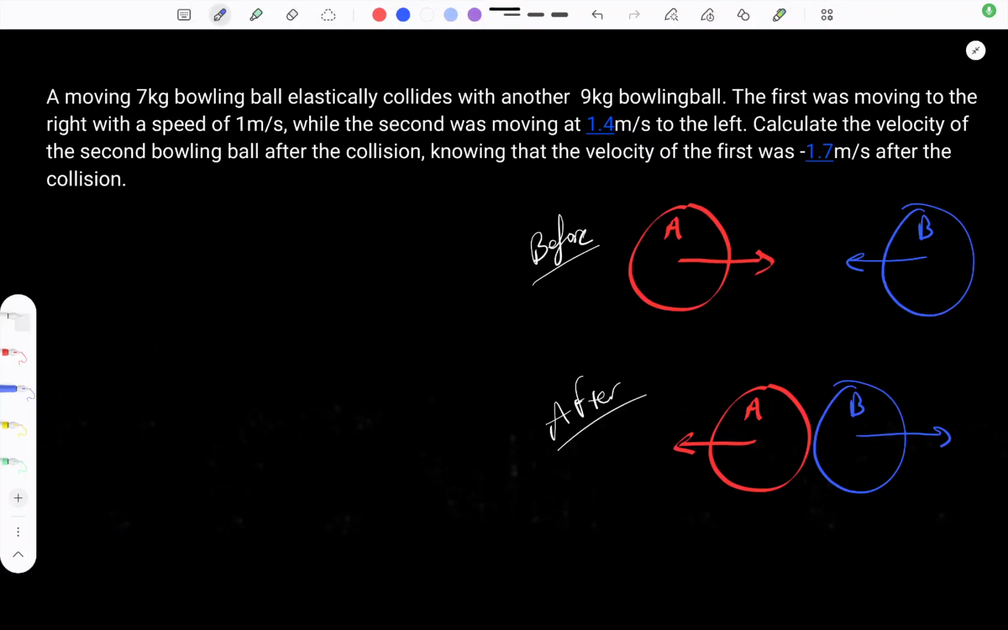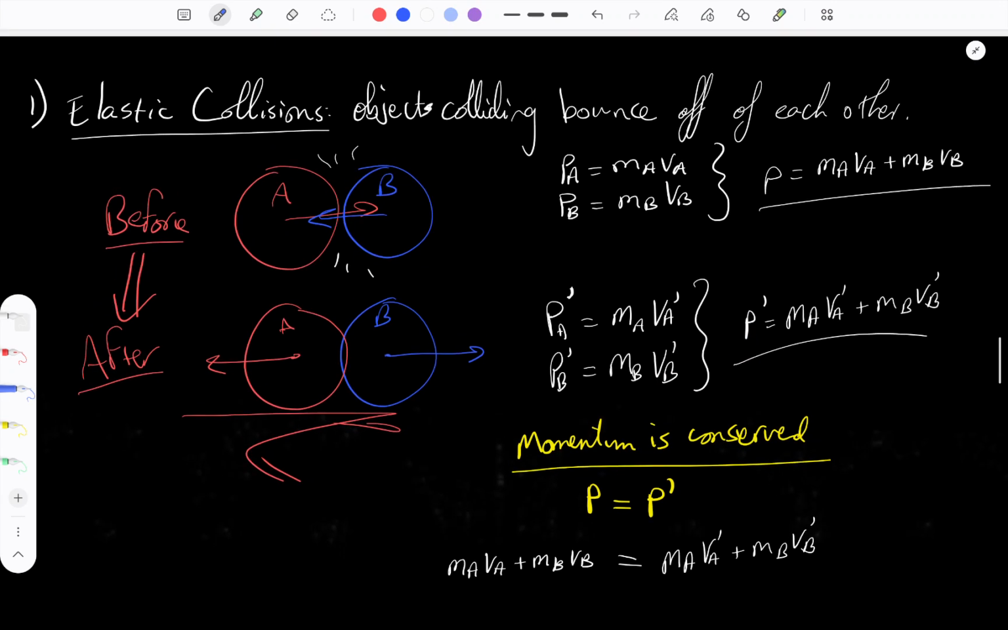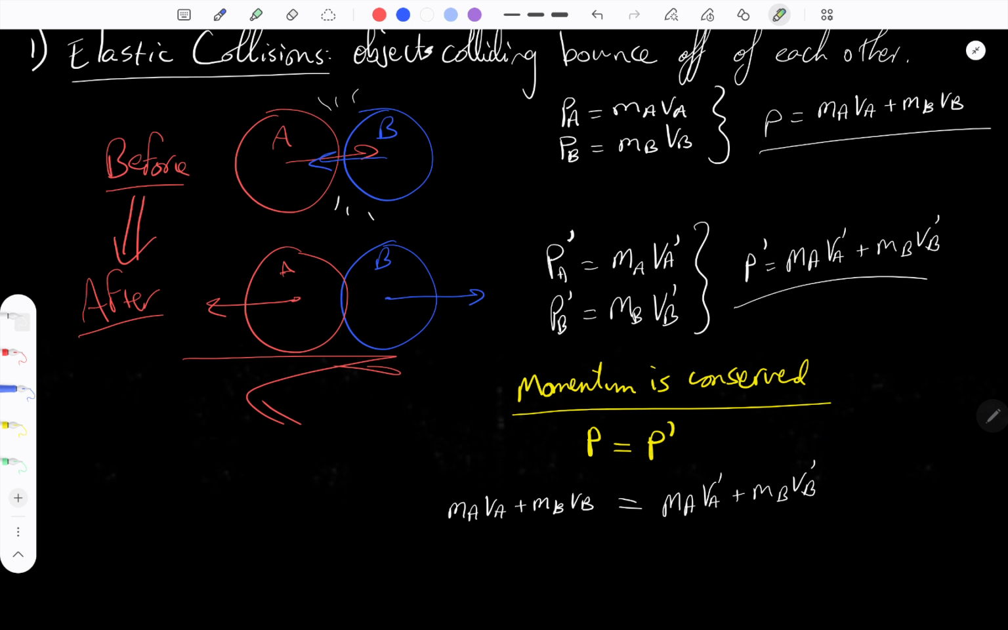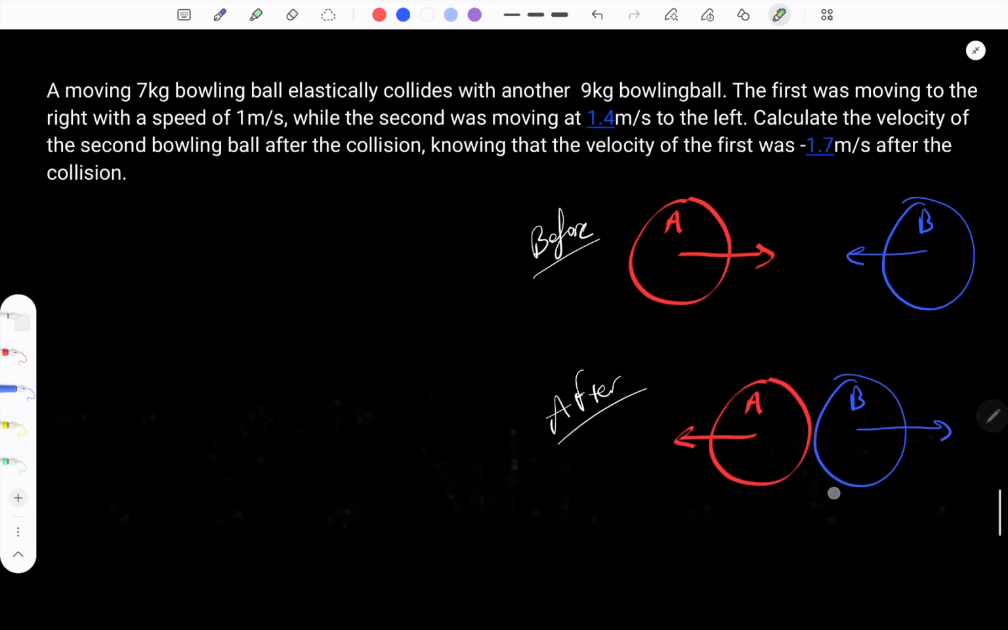Hello everybody and welcome to this video where we're going to look at an exercise that deals with an elastic collision. As we have seen from before, in elastic collisions, the idea is that when two objects collide with one another, they end up bouncing off of each other. And we have seen how the formula is a little bit different from the formula when we're dealing with inelastic collisions, where this is the form it looks like. So now let's look at this particular exercise.